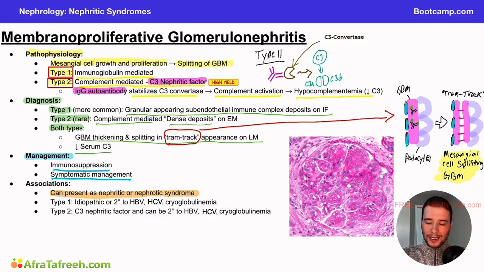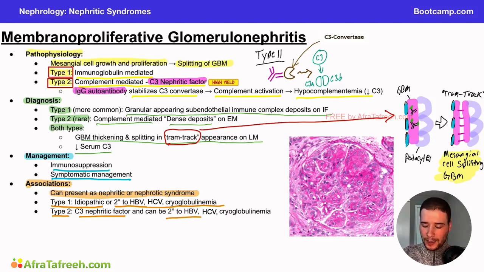And finally, for some classic associations with this condition, we already talked about the fact that this can be presented as both a nephritic or a nephrotic syndrome, depending on symptom severity. It's also important to know the etiology, and that type 1 can often be idiopathic, as in we don't know what the predisposing cause is. It can also be secondary to hepatitis B, hepatitis C, or cryoglobulinemia. And the key associations I want you to take for type 2 include the association with the C3 nephritic factor. And remember, this is a stabilizing IgG autoantibody that leads to overactivation of the complement system.